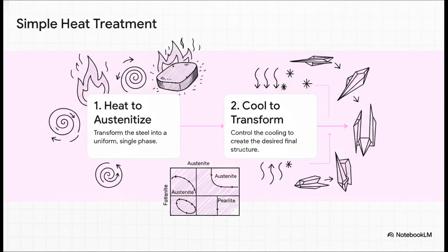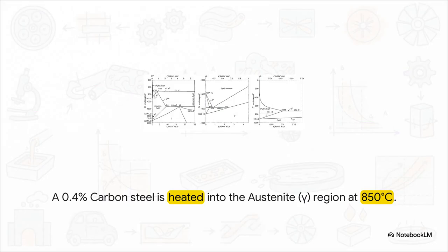Then second, we cool it back down in a very controlled way to transform that austenite into the final structure that we actually want. All right, let's start our journey on the map. We're going to take a super common steel that has about 0.4% carbon. So that's our position on the horizontal axis. Now, we're going to heat it up to about 850 degrees Celsius, which moves us straight up the vertical axis.